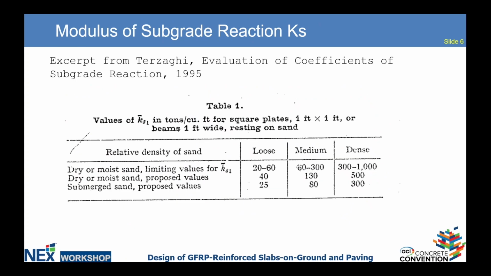Modulus of subgrade reaction. The classical book from Terzaghi gives us some suggested values. You see, for example, in the middle row, dry or moist sand. The proposed value for medium density is 130 tons per cubic foot. Okay?